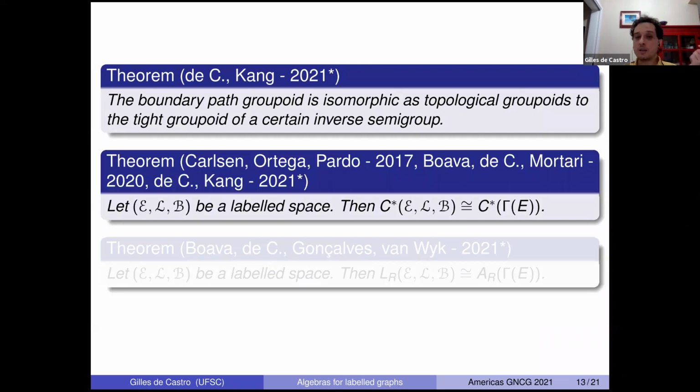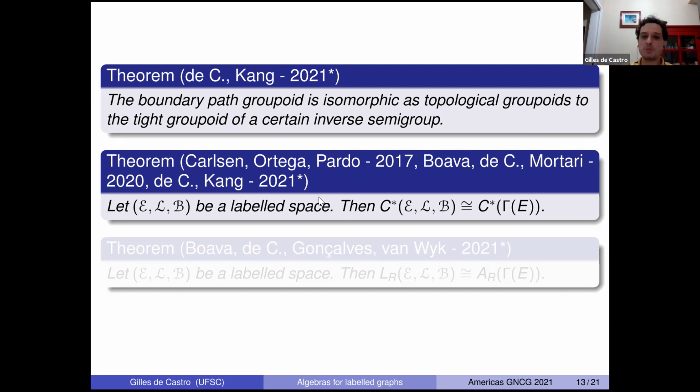And using this, we can show that the C-star algebra of the label space actually is the C-star algebra of this groupoid. This was done by Carlsen, Ortega, and Pardo in the setting of Boolean dynamical systems, but there, as I said, this does not contain all label spaces, and they need some kind of countability properties.